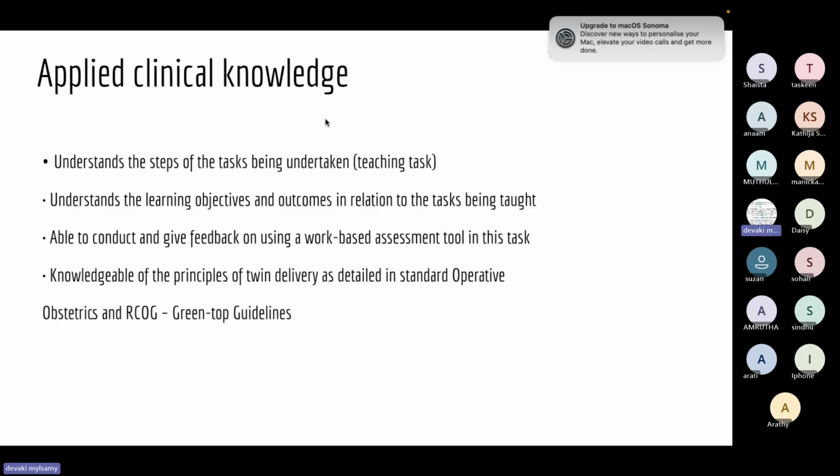Applied clinical knowledge: whatever knowledge you had regarding teaching of twin delivery was appropriate, I feel. So clear pass in this domain. There is no resource mentioned anywhere from where we need to read about twin delivery, but this task per se is sufficient, with the points which you need to mention for twin delivery. So overall a very good task and very good presentation.